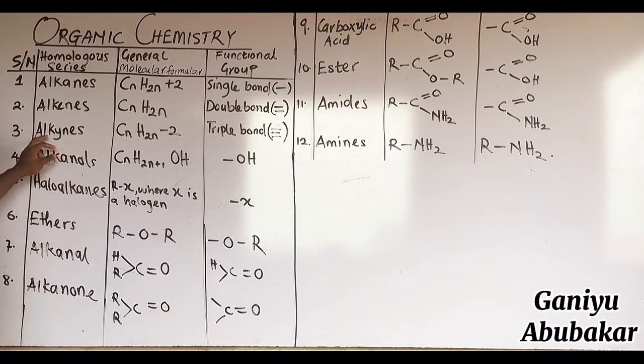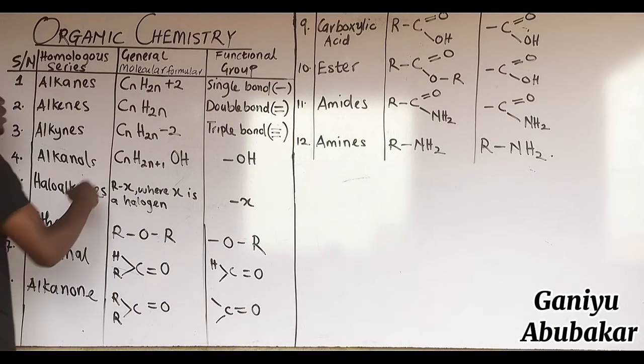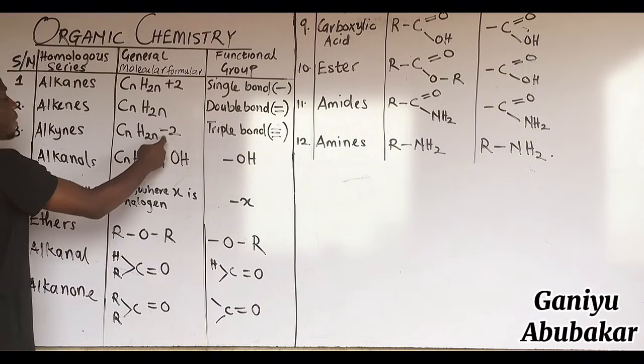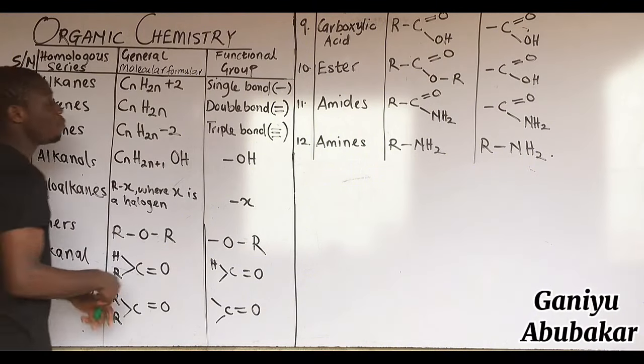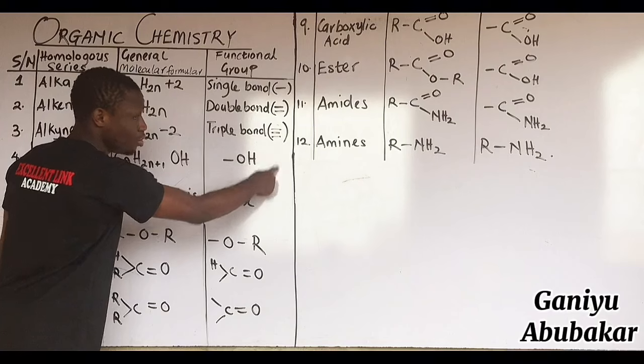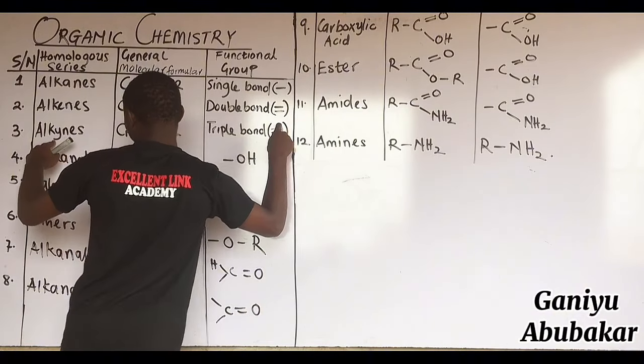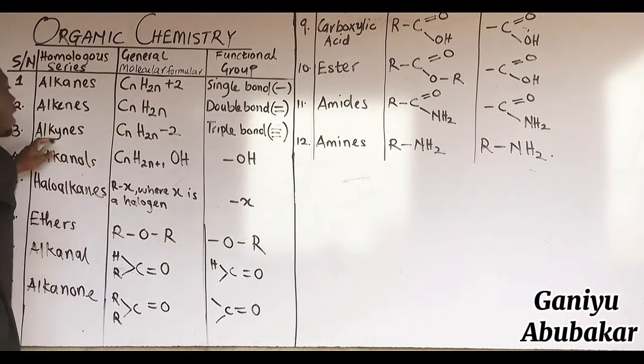So I'm seeing alkyne. The general molecular formula for the alkyne is simply CnH2n-2, while the functional group is a triple bond. So anywhere I'm seeing a triple bond is an alkyne. So we have the alkane, alkenes, alkyne.